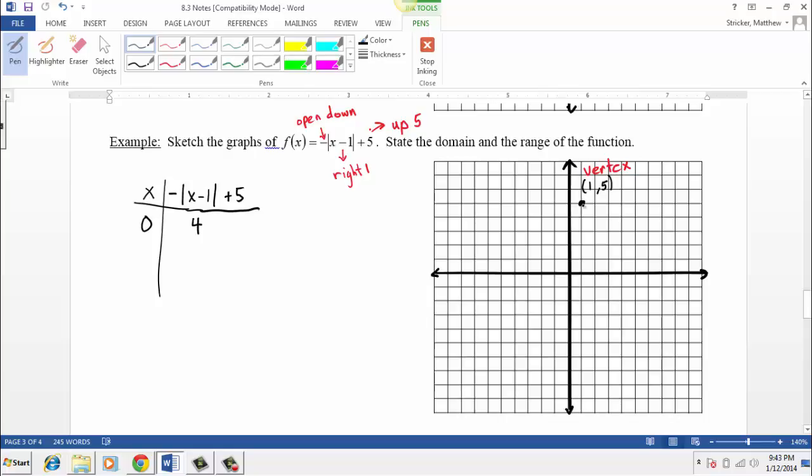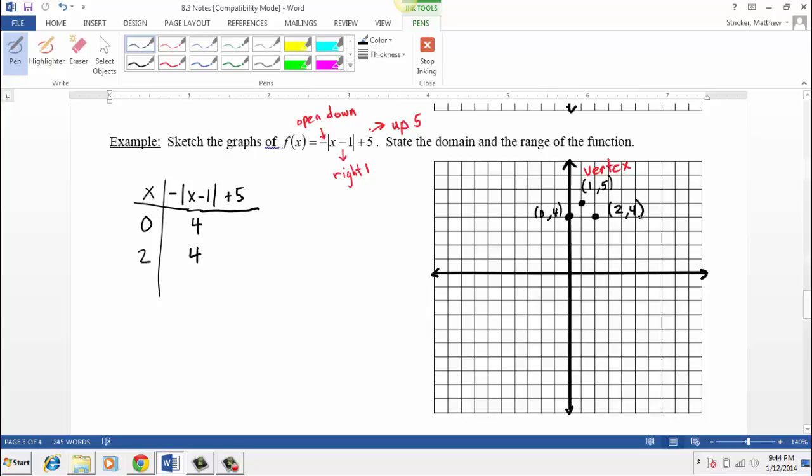Next point to the right, if I go to the right one, that would be 2. If I plug 2 in here, 2 minus 1 is 1, but there's a negative out in front, which makes that again negative 1. Negative 1 plus 5 is 4 again. So we just found, here's the point 0, 4, and we have the point 2, 4. Okay.